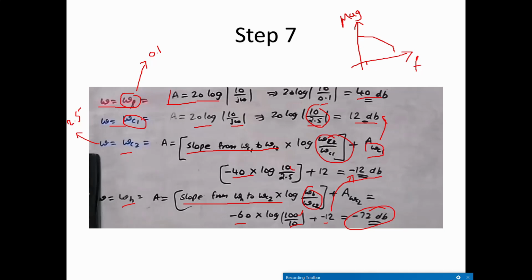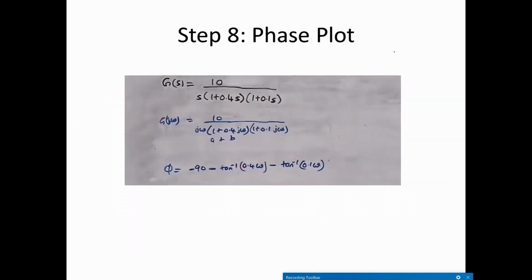But Bode consists of a phase plot also. So how to go ahead with the phase plot? We need to convert this equation into phase. There are three terms over here. That is 10 divided by j omega, so it is as if 1 divided by s, or 1 divided by j omega. If that is there, then it will be minus 90.